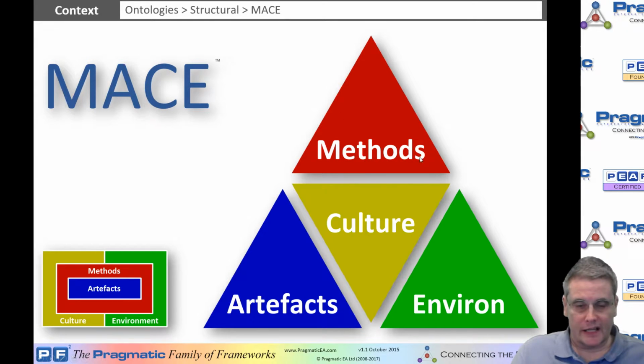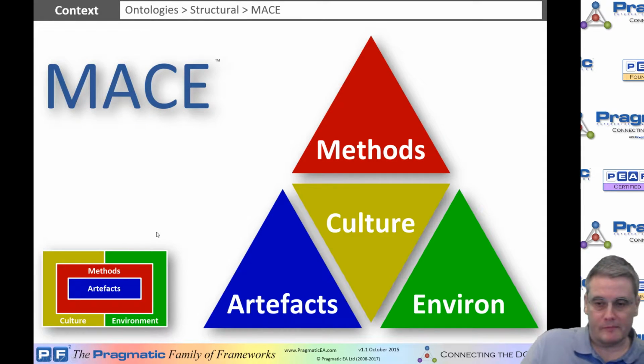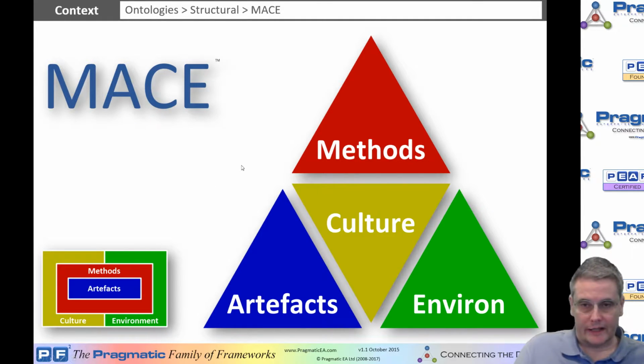So methods, that's where we look at the methods that people are performing to do something. These methods act on the artifacts, so the artifacts are things that are input and output from these methods. And depending on whether the methods are being produced or operated by people, then there's this cultural aspect to that. If the methods are being operated on by technology, there's the technology environment that those methods are acting within.